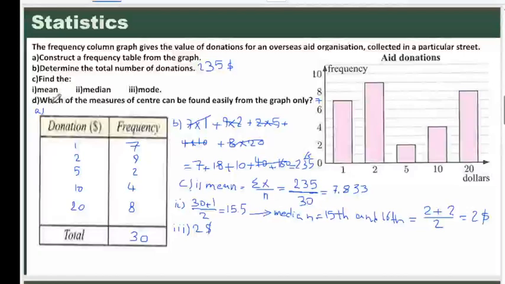Part D says which of the measures of center can be found easily from the graph only. We see mode. Mode, I can see which one has the most frequency from the graph. So I can find it easily from the graph.